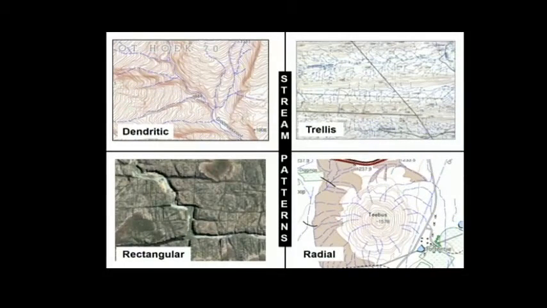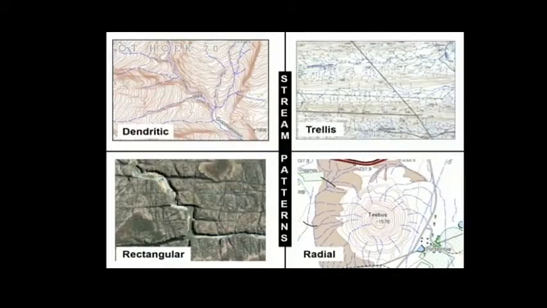A very, very popular question in the exam is your stream patterns. Now, matrics, you must study stream patterns, whether it's for the first question paper or the second question paper. These patterns are very, very important. You should know the dendritic pattern, the trellis pattern, and how to identify the rectangular one and the radial one. You must know the names of each and every one of these stream patterns. You must know how to identify them, and more importantly, you must know what has caused that stream pattern.